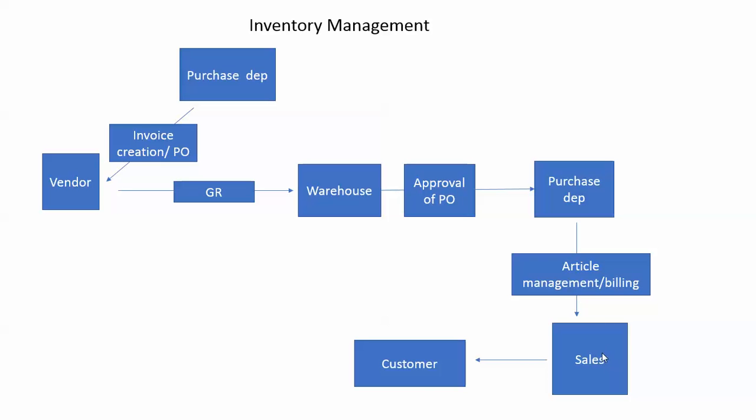Sales means a normal store, where customers can buy their stuff. After that, all the material, I mean the articles, can be sold to customers. So this is an easy flow of how stock moves from one place to another.